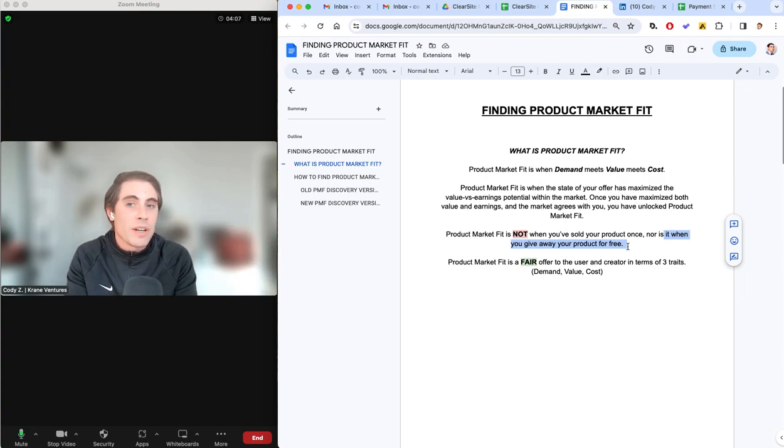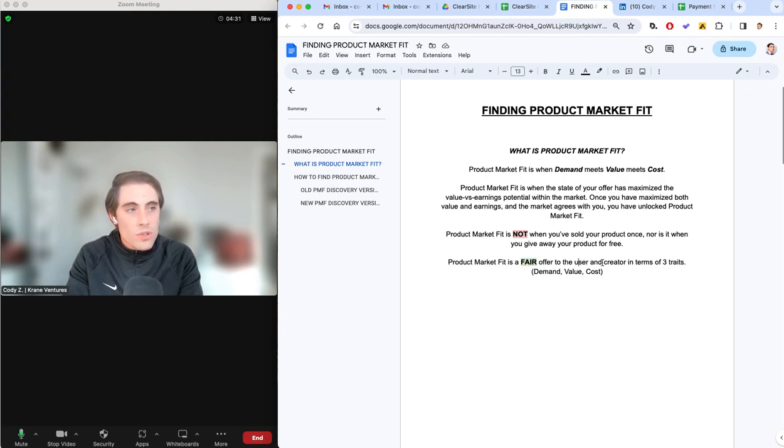If it doesn't deliver enough value and you decide to start charging for it one day, people are just going to turn it down. They're going to stop using it because it did not find product market fit. It does not deliver an equal amount of value versus earnings. So product market fit at the end of the day is a fair offer to the user and the creator in terms of three traits: demand, value, and cost.